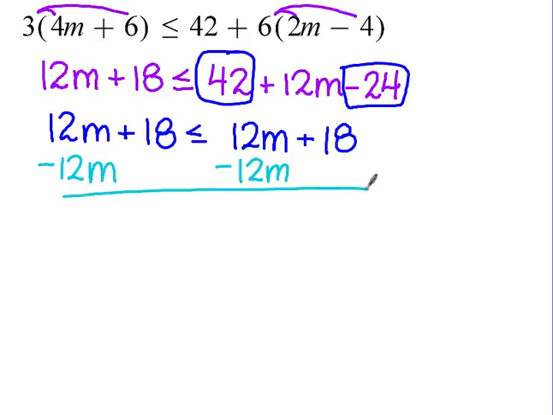So on the left side, what do you get? 0, and then you also have a 18. My sign between them is less than or equal to. What do you get on the right side? 18. So let's think about that statement. Is 18 less than or equal to 18? Yeah, it is. It's equal to, right?